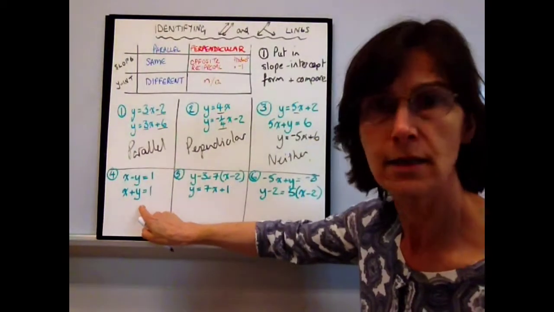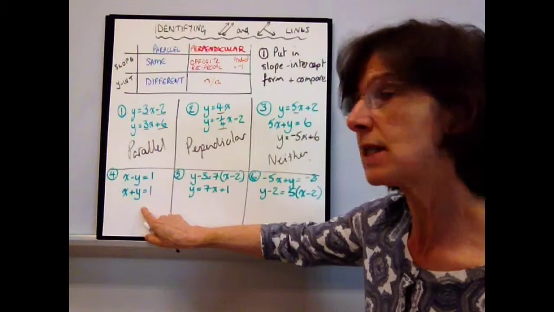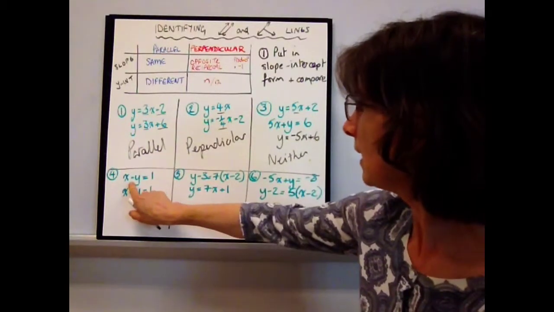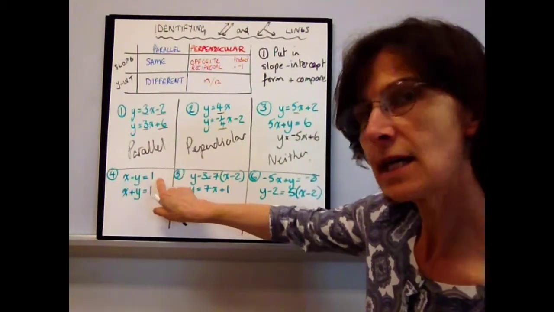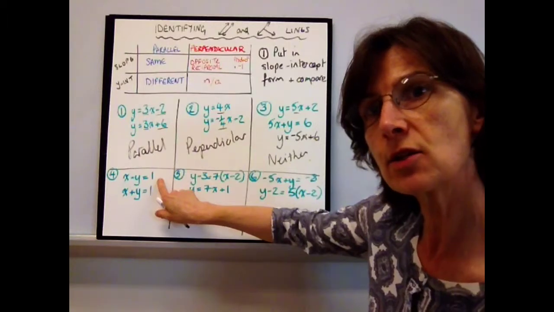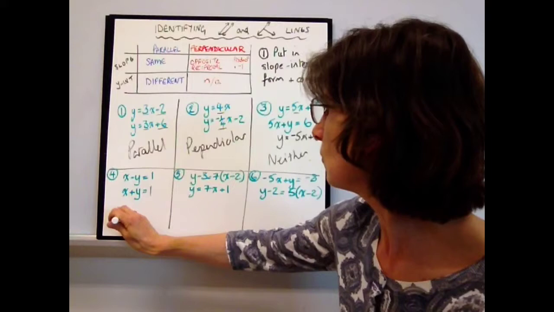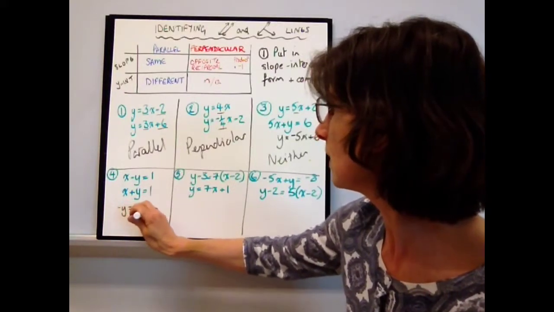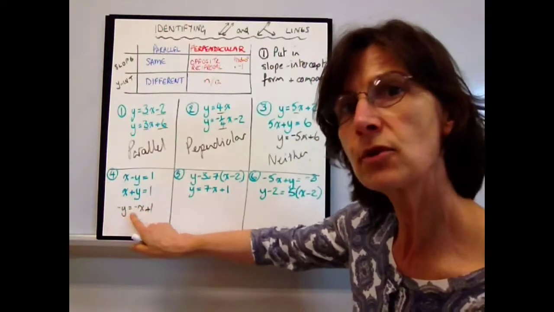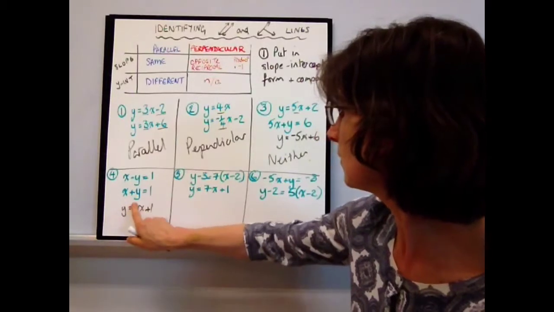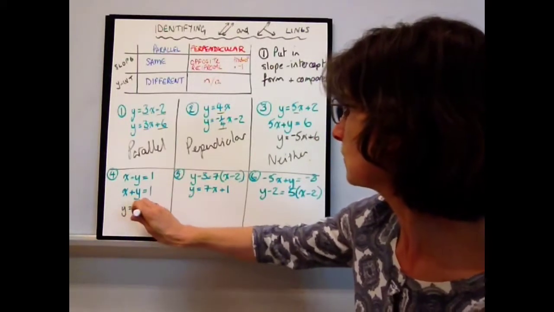Number 4, nothing's in slope-intercept form. Let's put it in slope-intercept form. Here, I'm going to subtract x from both sides, and then I'm going to change everything's sign. So let me do that first. So negative y is equal to negative x plus 1. Then I'm going to go through and change all the signs. So get rid of that one, get rid of that one, and change that to subtraction.